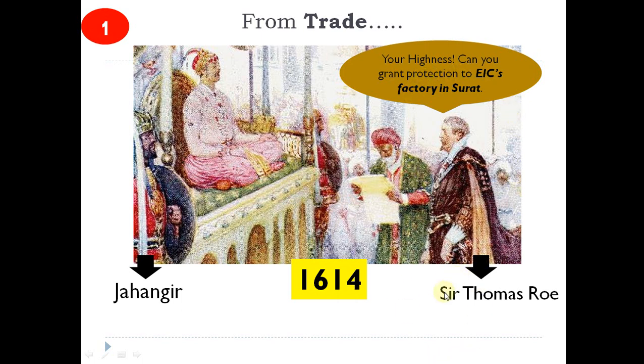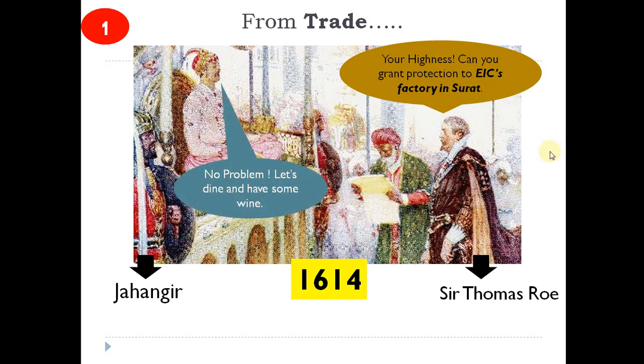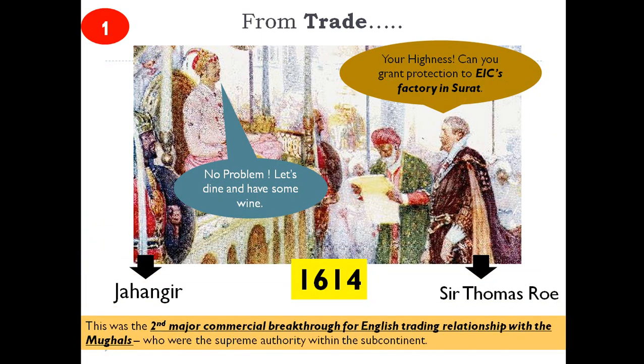So Thomas Roe wanted protection, royal protection from Jahangir for the EIC's factory, for the English factory in Surat. Jahangir said, okay, no problem, let's dine and have some wine. And this is considered as the second major commercial breakthrough for English trading relationship with the Mughals.